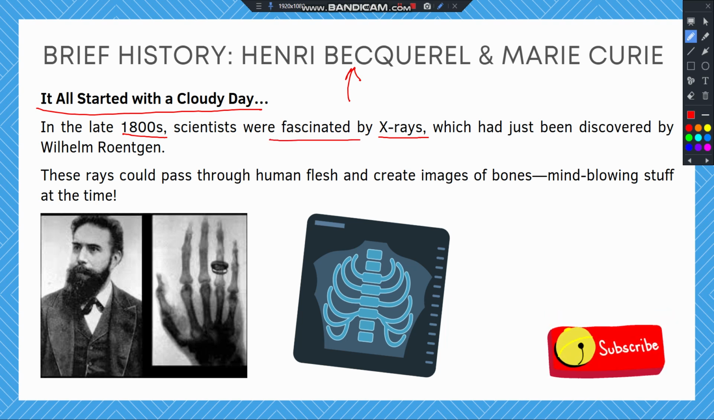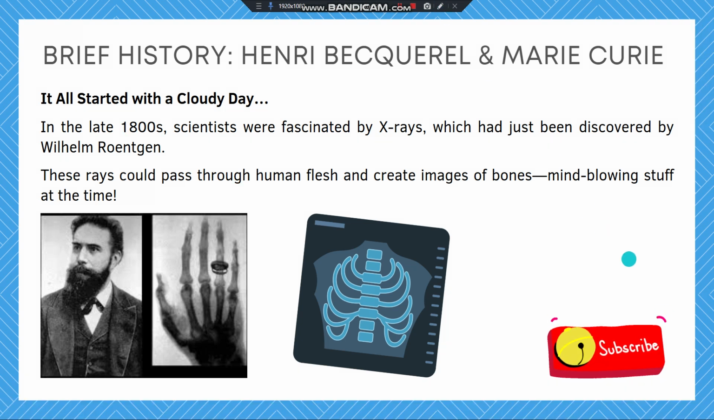Now, X-rays had just been discovered in the late 1880s, and it was fascinating everybody because, let's face it, any new thing that is found in today's world becomes the rave of the moment. Everybody wants to know about it. Everybody wants to be part of the trend. So in the late 1800s, the trend then was X-rays because they had just been discovered by Wilhelm Röntgen. I made a mistake. It was not Henri Becquerel who found it. It was Wilhelm Röntgen. These rays could pass through human flesh and create images of bones. It was quite mind-blowing at that time because we had never seen anything quite like that. It caught the attention of everybody.